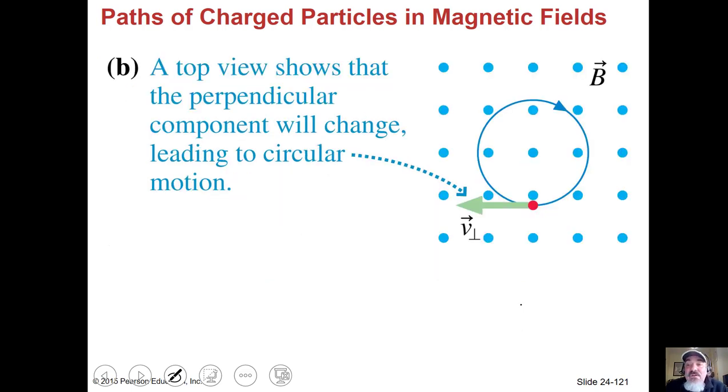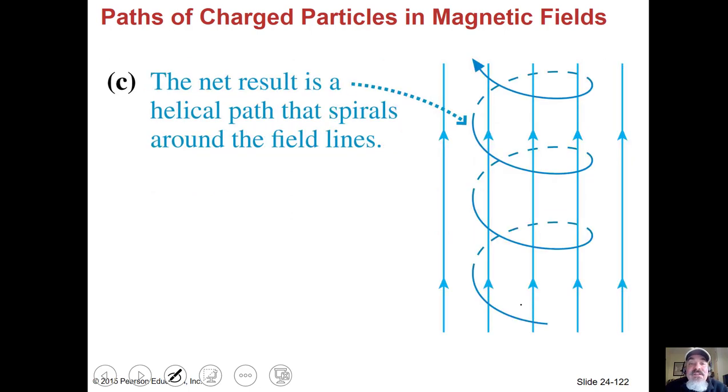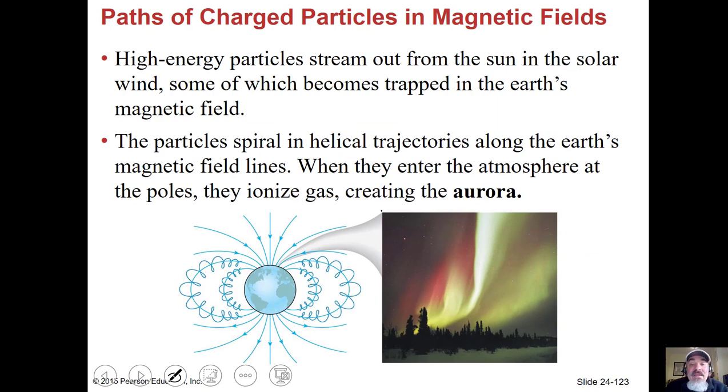So here's a top view. Here's the perpendicular part making us go in a circle, and then it's already moving in another direction, so we would have a nice helical path. That's more of what the northern lights look like. Okay, and then there you see the spirals. The circular part coming from the perpendicular part of the speed, the parallel part of the speed making it go this way. All right, pretty cool. And then there you can see a better picture of it.